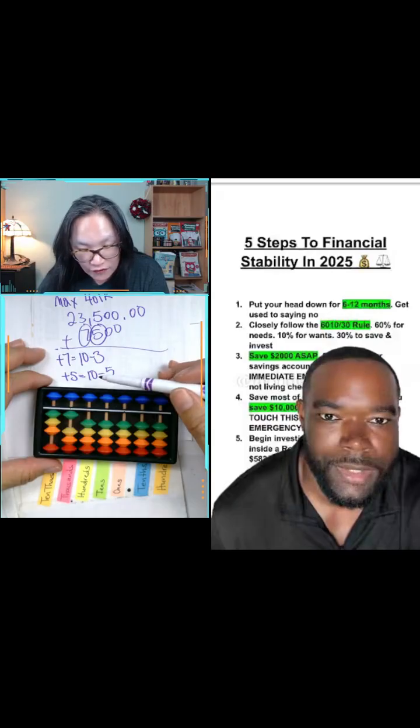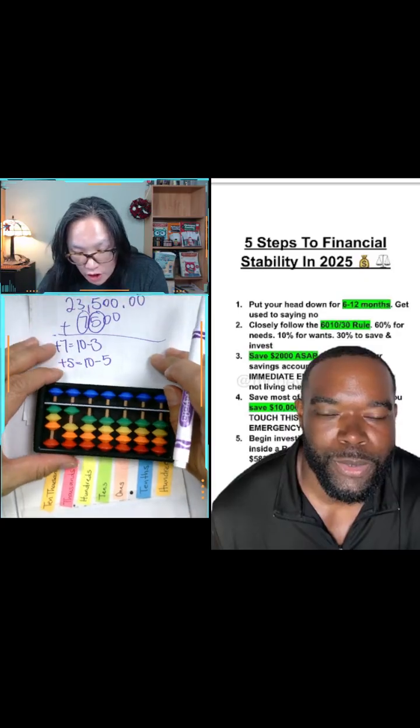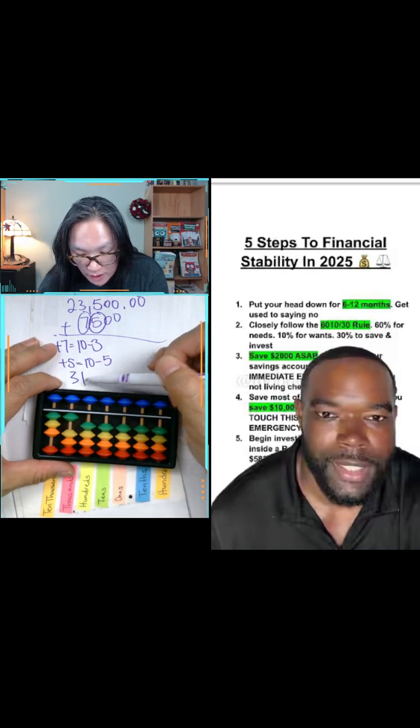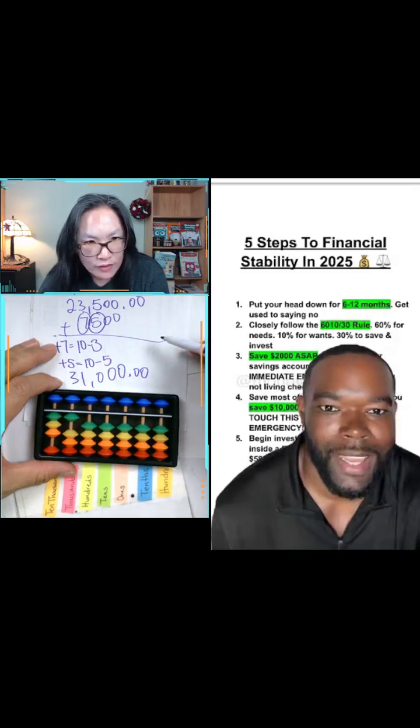So if you're 50 years and older, you are allowed to contribute 31,000 into your 401k.